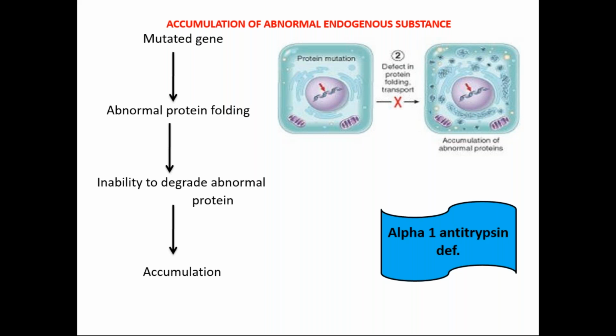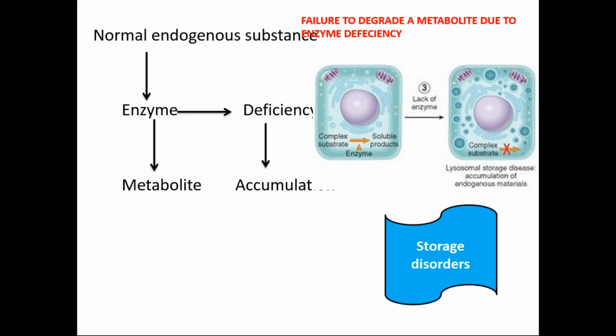This abnormal protein folding leads to inability to degrade the abnormal protein, which leads to accumulation of these abnormal proteins within the cell, like with alpha-1 antitrypsin deficiency. Then the third type is failure to degrade normal endogenous substances due to enzyme deficiency: the metabolite is produced, but the enzyme is absent, so accumulation occurs, like in storage disorders.